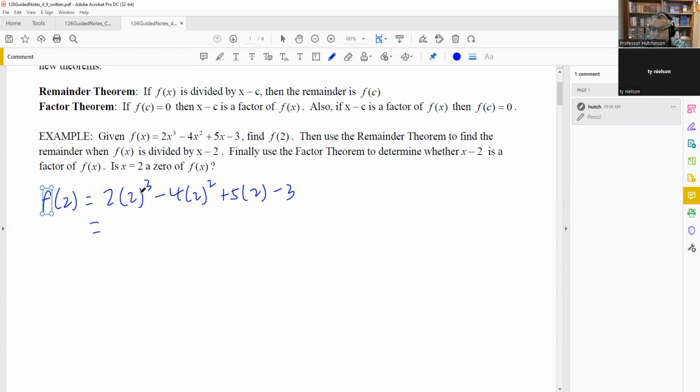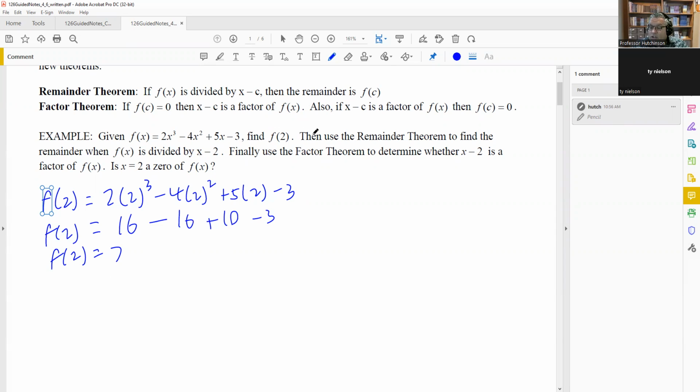And so then I would just simplify each of these. 8 times 2, that's 16. This you get a 16 as well, plus 10, and then minus 3. So if I add all this together, what I end up getting is that f of 2 is equal to 7. So that's by doing it the old way.